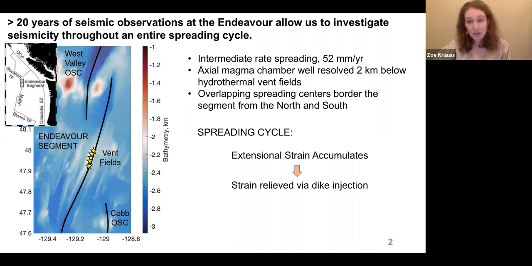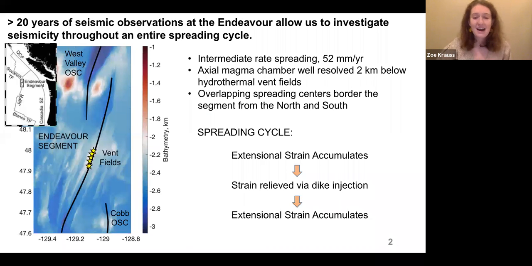the main magma chamber will inject magma into the normal faults on the ridge, and that will form sheeted dikes, effectively relieving all of the strain along the segment, capping off that seafloor spreading cycle. And then it will repeat itself with the continued accumulation of strain. And that process is what I'm hoping to study.